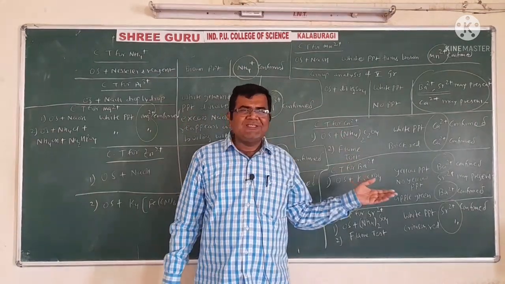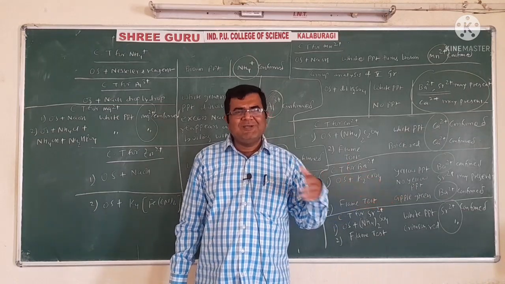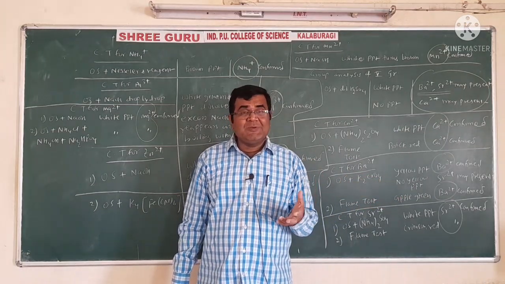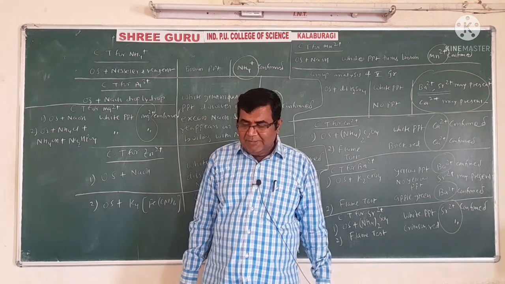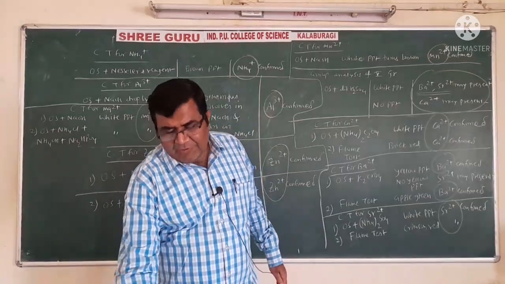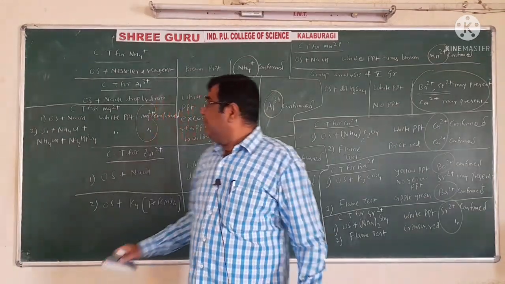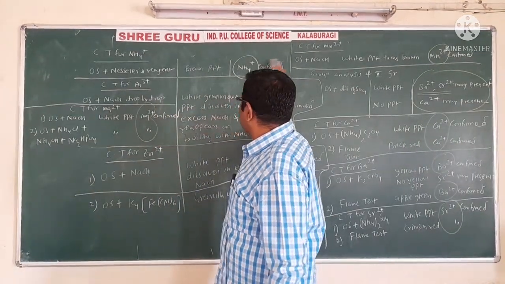No need to write Ct of all the radicals. You know it, but again and again I am saying this because this is a very important part. Then lastly, you write the result.